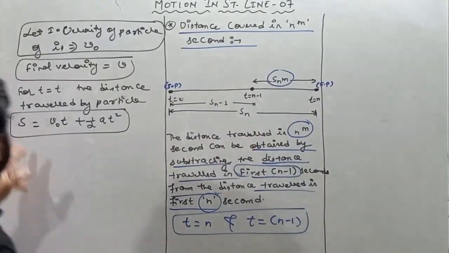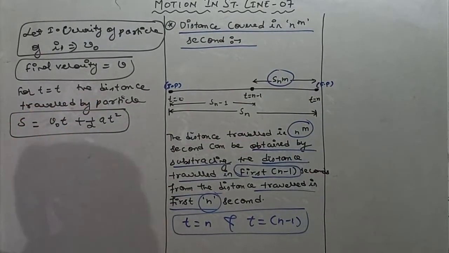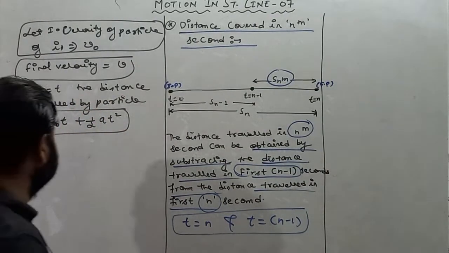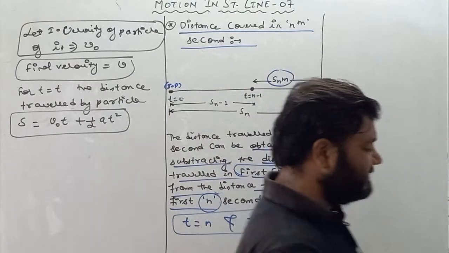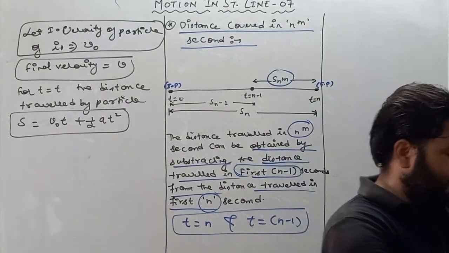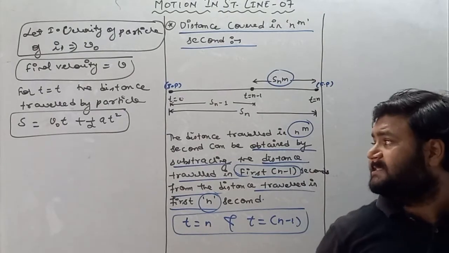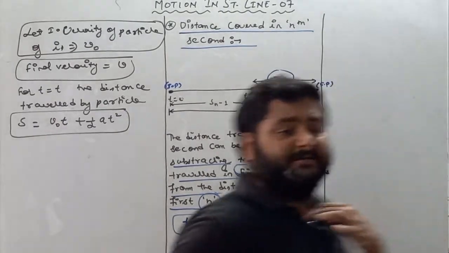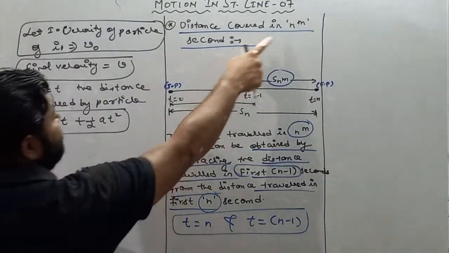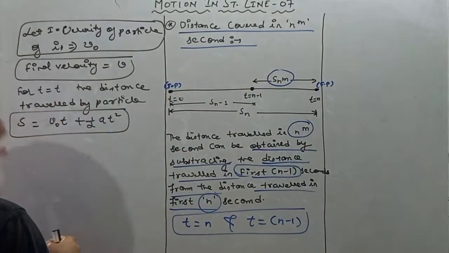So moving forward, for t equals t seconds, the distance traveled by the particle, by the equation, is s equals ut plus half at square, where u is the initial velocity. So I am considering the initial velocity to be v naught. Now moving forward, we wish to find the nth distance covered in the nth second.